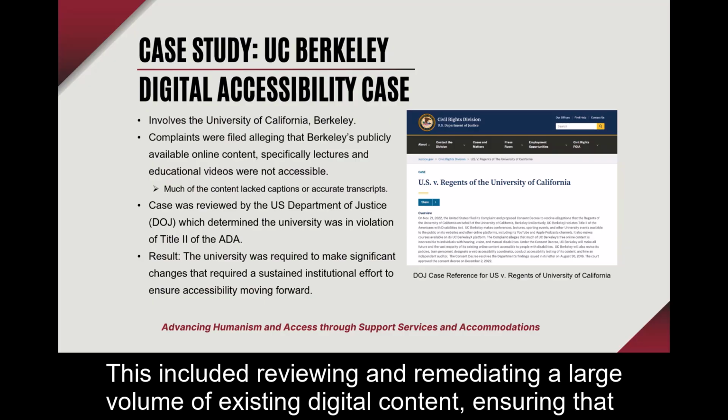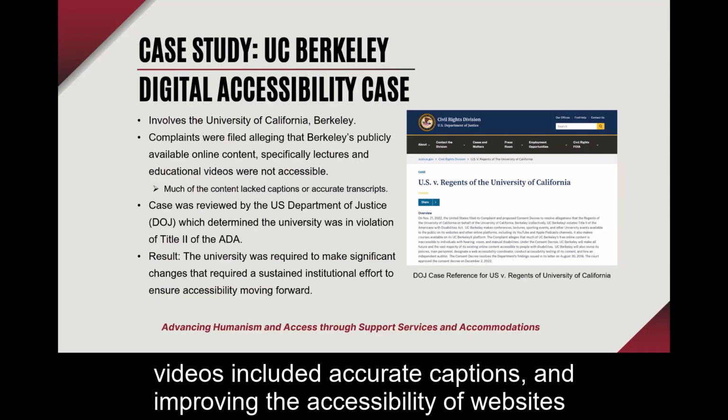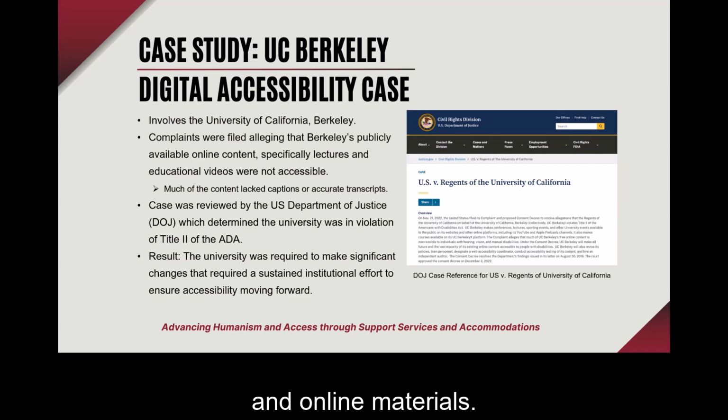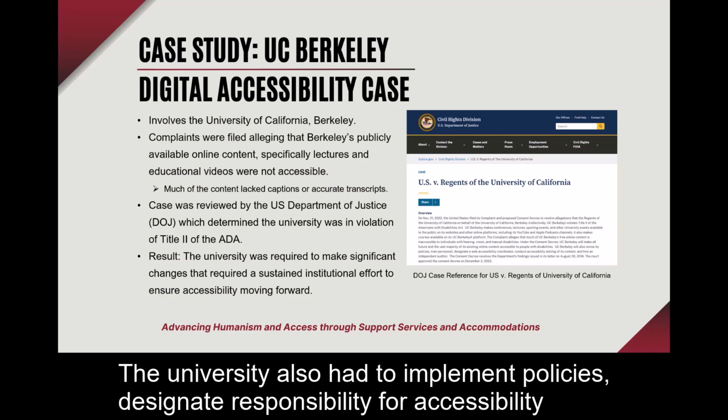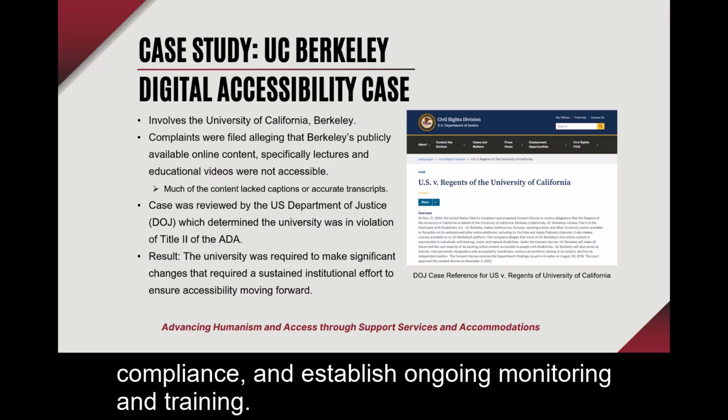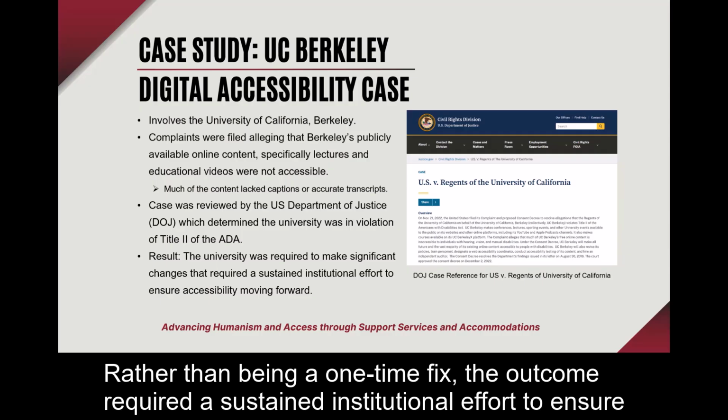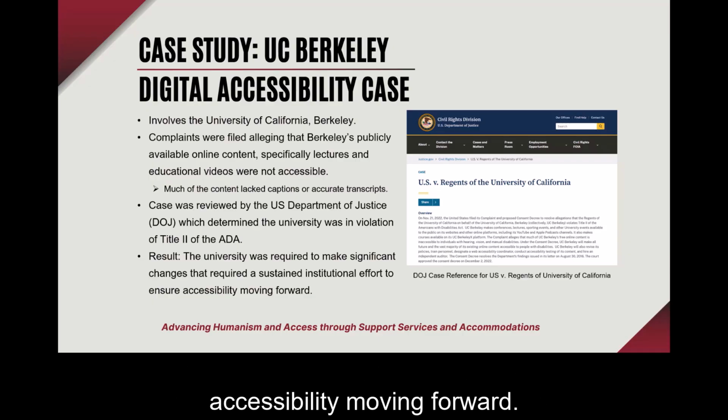This included reviewing and remediating a large volume of existing digital content, ensuring that videos included accurate captions, and improving the accessibility of websites and online materials. The university also had to implement policies, designate responsibility for accessibility compliance, and establish ongoing monitoring and training. Rather than being a one-time fix, the outcome required a sustained institutional effort to ensure accessibility moving forward.